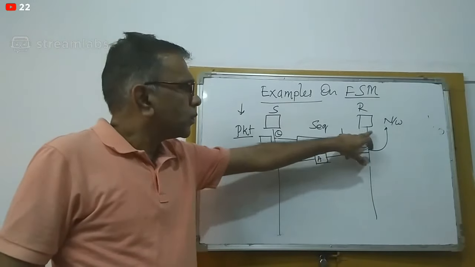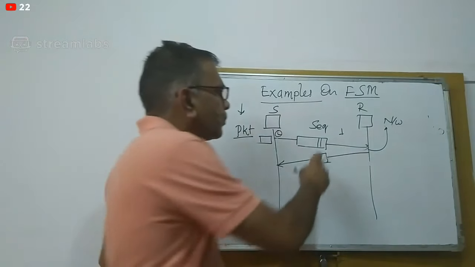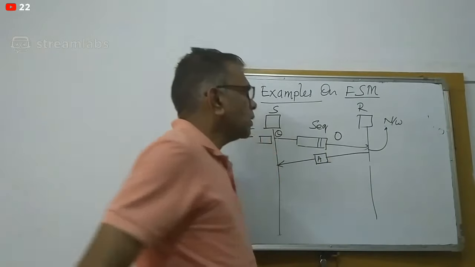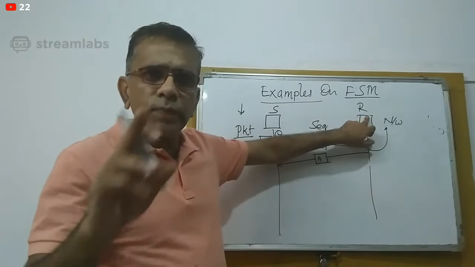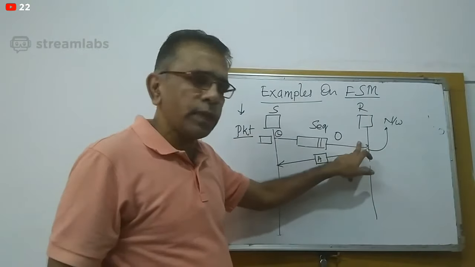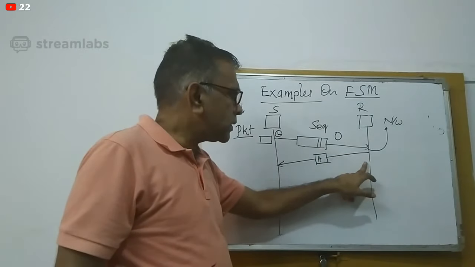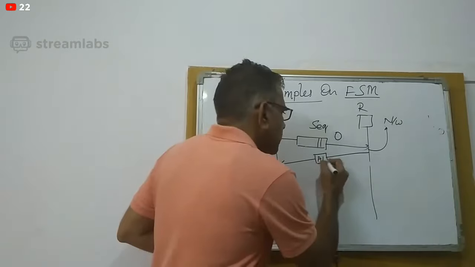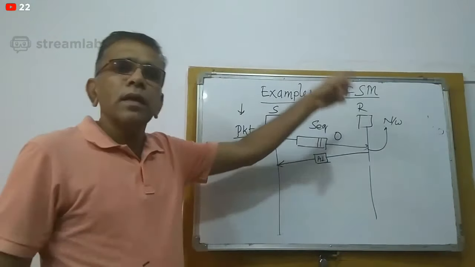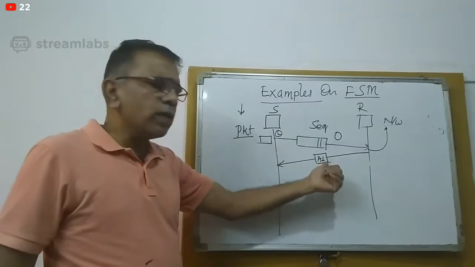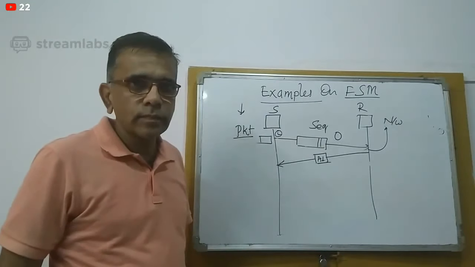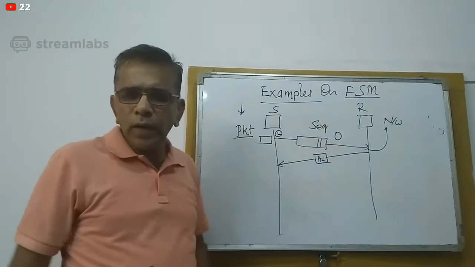So whenever you are sending sequence number 0, if the receiver is waiting for sequence number 0, it will accept it. And it sends an acknowledgement saying that it is expecting a frame with sequence number 1. Okay, this is how stop and wait works.